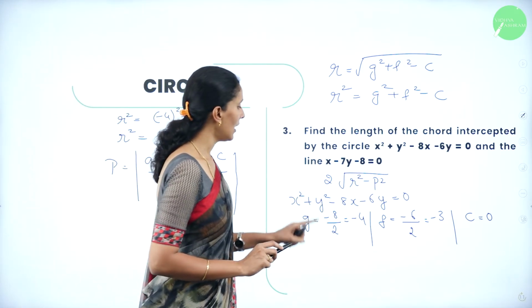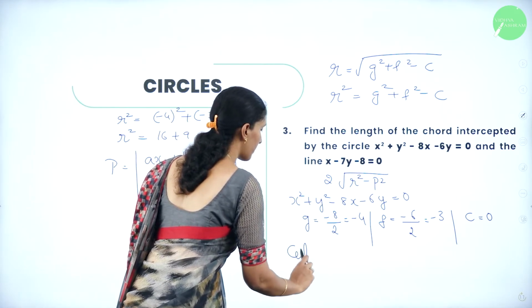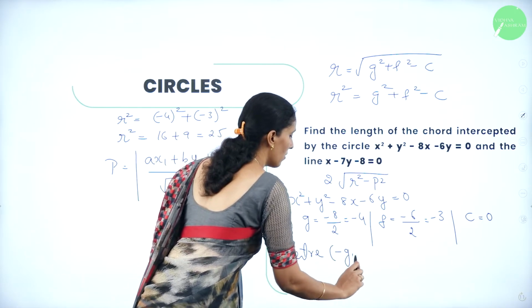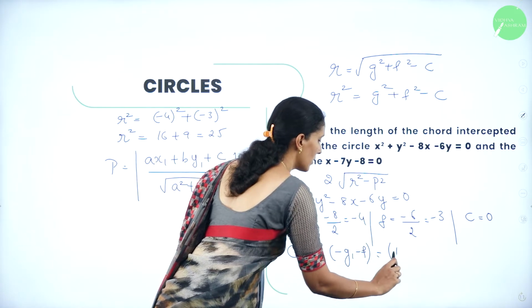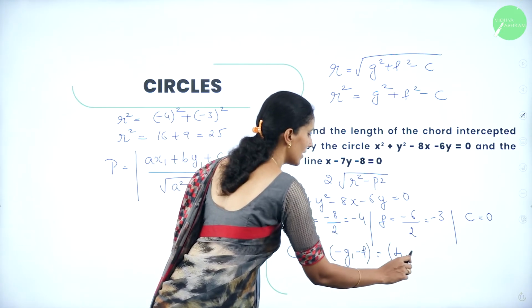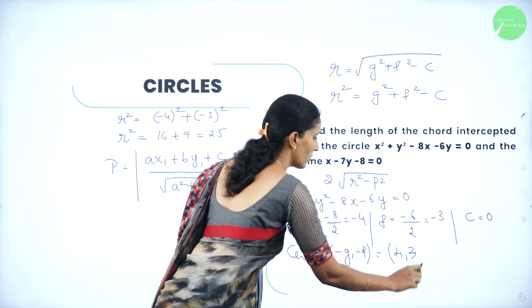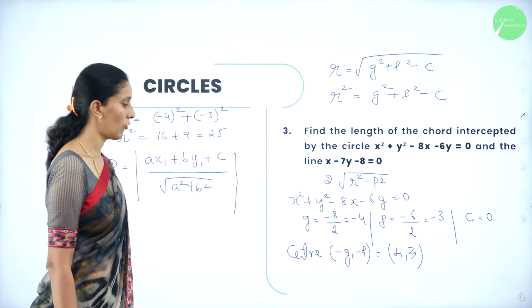So, for this circle, the center is minus g comma minus f. So, it is minus of minus 4 is plus 4, f is minus 3. So, minus f is plus 3. So, the center of the circle is 4 comma 3.